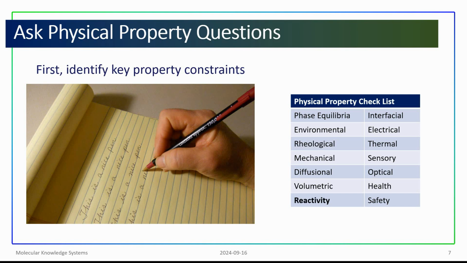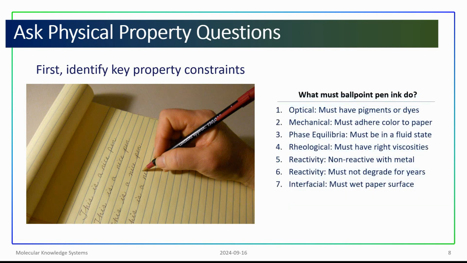Regarding reactivity, we ask if pen ink ever contacts metals. We realize that the rolling ball and the tip of the pen are typically made from metal. By asking these physical property questions, we develop a set of constraints on the physical properties of ballpoint pen ink.